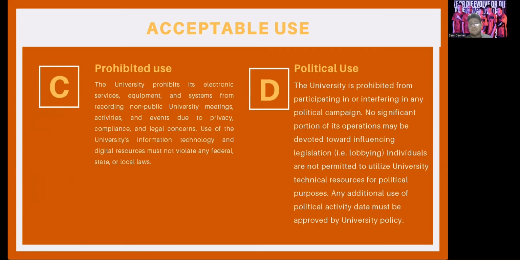Up next is prohibited use. So what is prohibited use? Prohibited use is that the university prohibits its electronic services, equipment, and systems from recording non-public university meetings, activities, and events due to privacy, compliance, and legal concerns. Use of the university's information technology and digital resources must not violate any federal, state, or local laws.